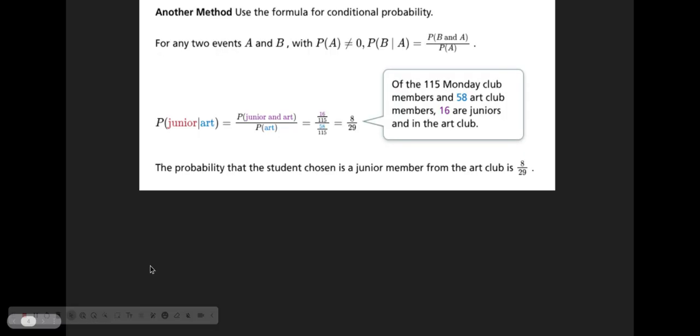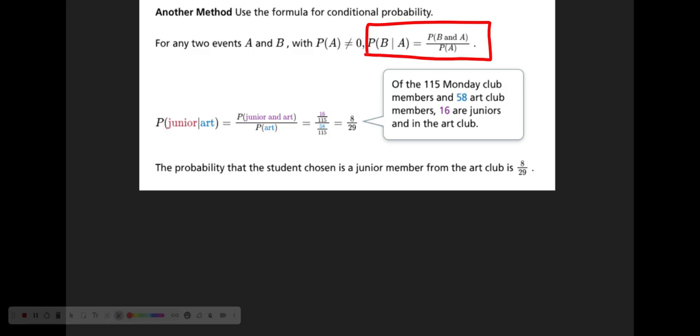Okay. Now on the next slide, you're going to learn the formula. So you're going to want to put this formula in your notes. The probability of B given A is the probability that B and A will both happen over the probability of A.